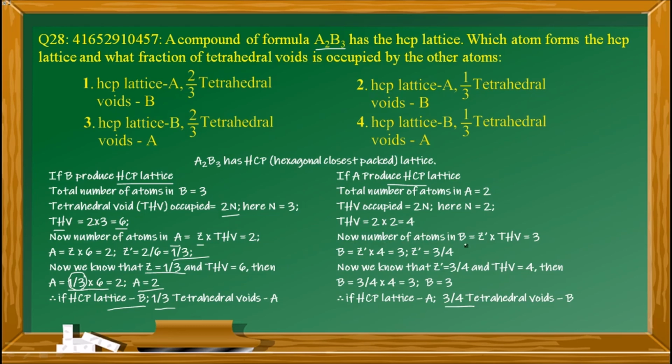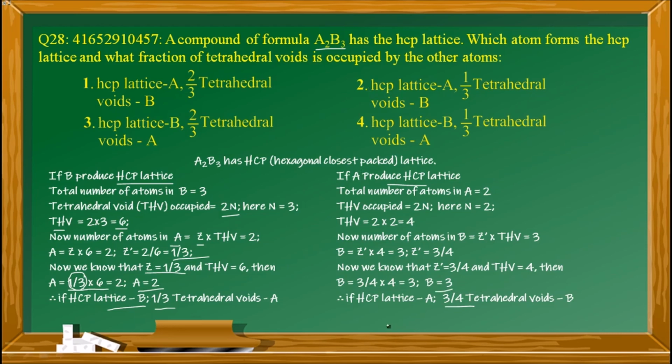Now the number of atoms in B is equal to Z prime into THV, which is equal to 3. It is given that B is equal to 3. So it is Z prime into 4, that is 3, right? Z prime is equal to 3 by 4. When we know Z prime is equal to 3 by 4 and THV is equal to 4, then B is nothing but 3. Here B is matching, 3 is coming.